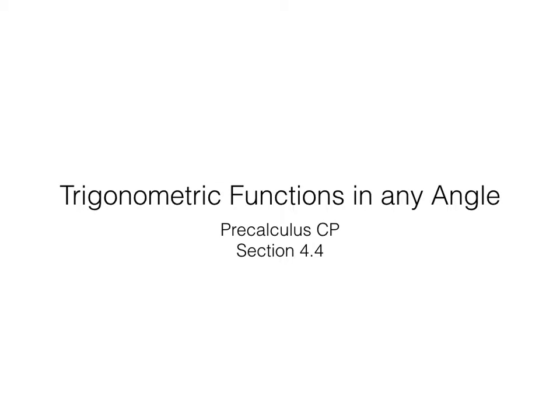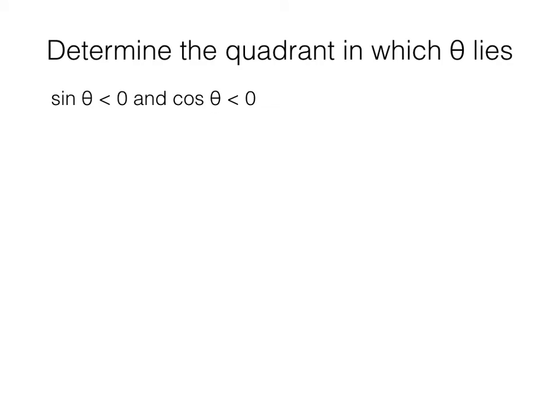Trigonometric functions in any angle. First example, we're asked to determine the quadrant in which theta lies. We're told that the sine of theta is negative and the cosine of theta is negative in this quadrant.